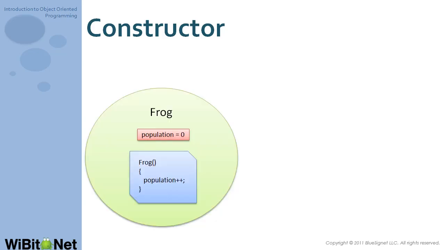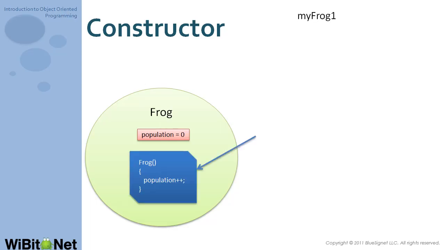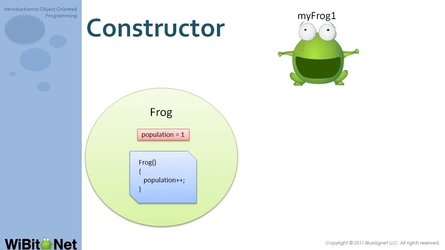So let's take a look at a basic constructor. Here we have our frog, and we have a static field called population, which is set to 0. So every time that we create a frog, we execute the constructor, and this constructor increments the population by 1. So now we know that there's 1 frog. Right. So as you'll notice, the constructor method name is the same as the class name.